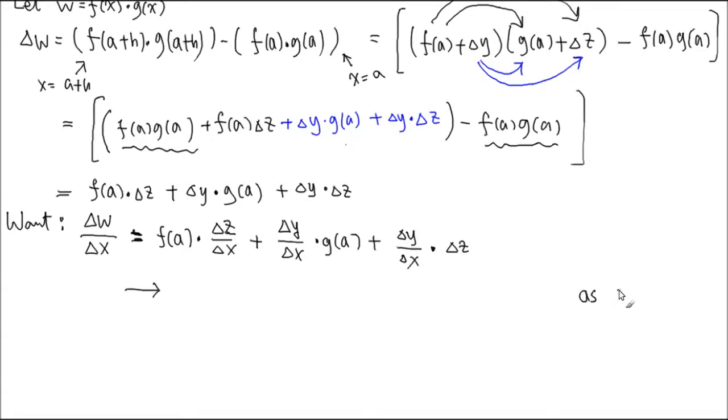Delta x approaches 0, or h approaches 0, doesn't matter. This is what we want, with delta w divided by delta x. What happened to that one? That's what we're analyzing. So let's see.